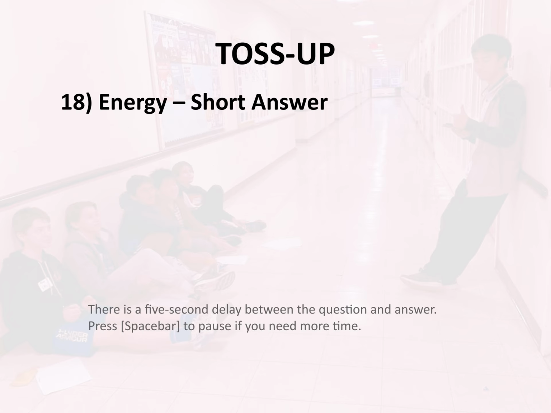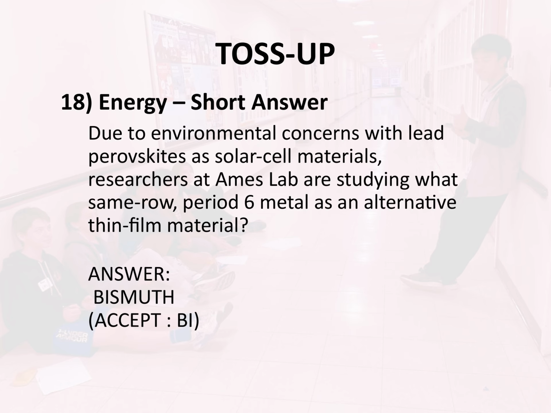Toss-up 18. Energy, short answer. Due to environmental concerns with lead perovskites as solar cell materials, researchers at Ames Lab are studying what period 6 metal as an alternative thin film material? Answer. Bismuth.